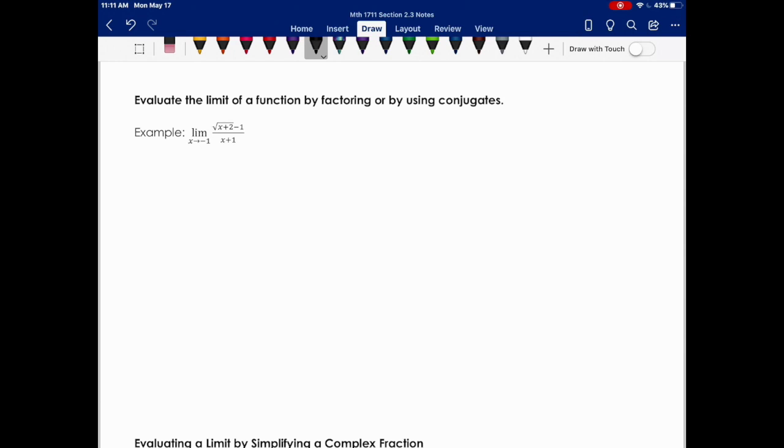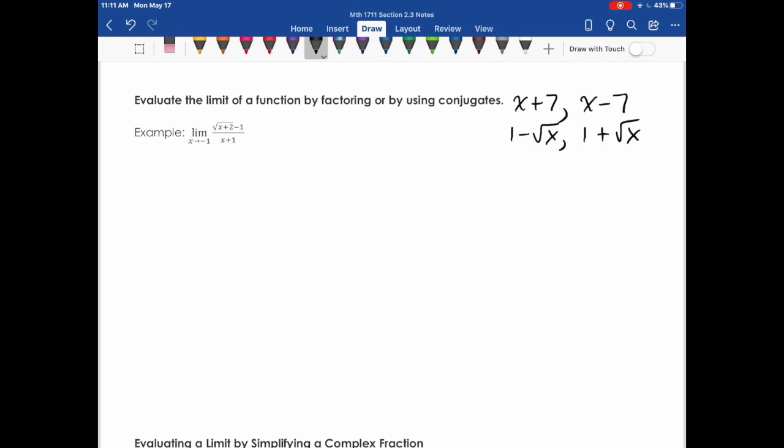So one method we already showed you how to use was factoring. Another method you could use is conjugates, and this usually works well when you have square roots involved. So just a quick refresher, a conjugate is an expression that is similar. It's the same expression, but the middle sign is different, and just the middle sign. So for example, x plus 7 would have a conjugate of x minus 7. So not both signs change, just the middle sign. Another example might be 1 minus the square root of x has a conjugate of 1 plus the square root of x. So these are conjugates.